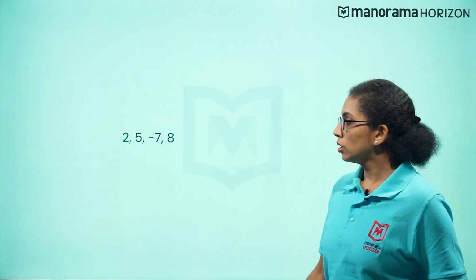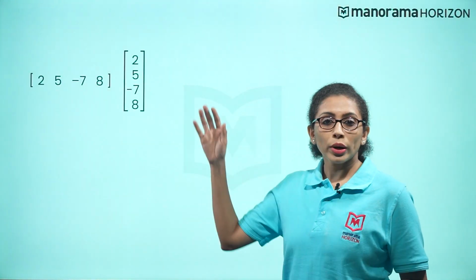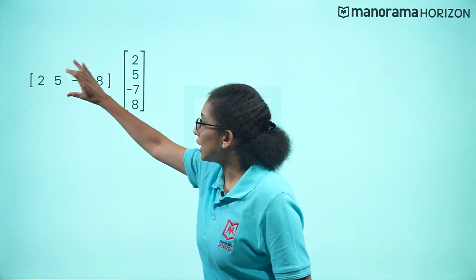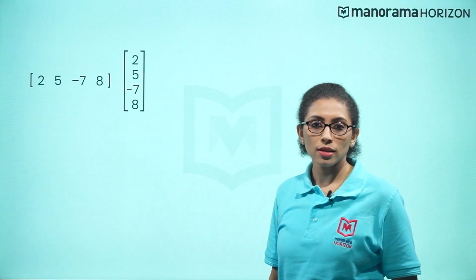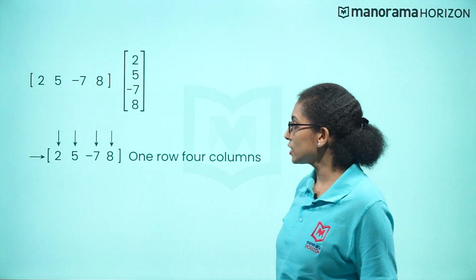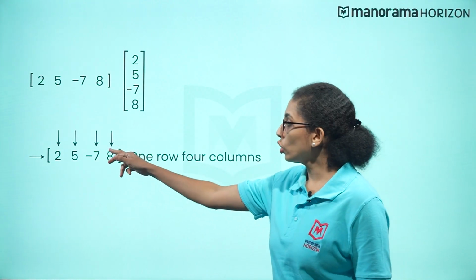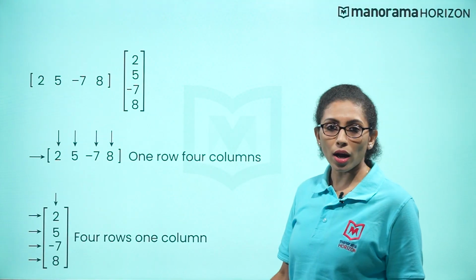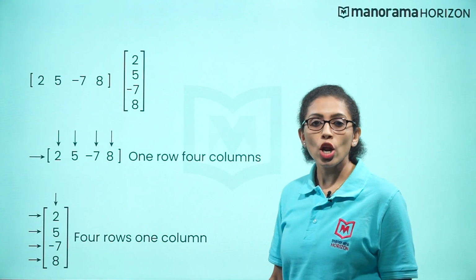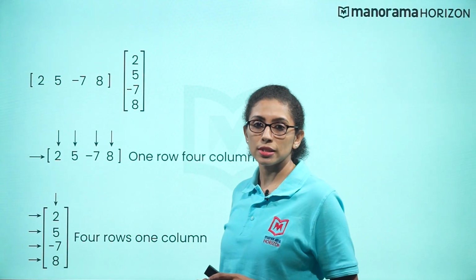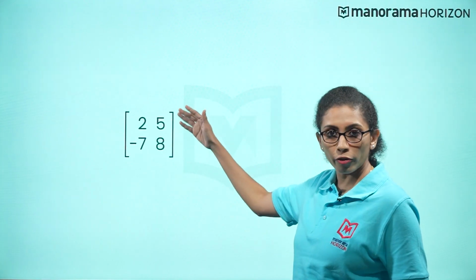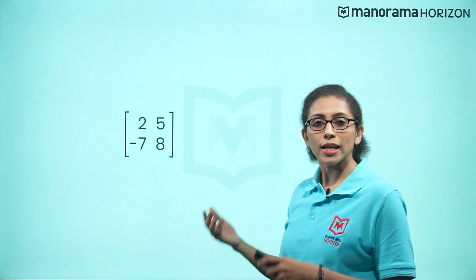Consider, for instance, 2, 5, minus 7, 8. This is just a row of numbers, but this can be represented in different ways. We can write it as an array of numbers horizontally like this, or we can write it as an array of numbers vertically like this. The first part, as you can see, has 1 row and 4 columns, and the second part has 4 rows and 1 column. There is another way in which we can write these numbers. The first 2 numbers in the first row and the last 2 numbers in the second row.